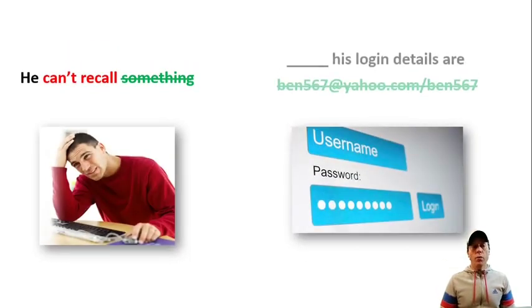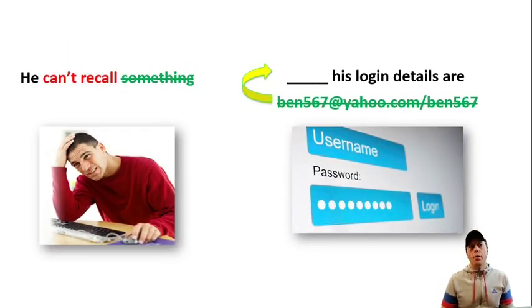Can't recall, or recall. It's like remember, when you need to remember some information. He can't recall, he can't remember. Same idea. His login details are ben567@yahoo.com/ben567. He can't remember these details. Okay, what does the green information represent? It's the information he can't remember.